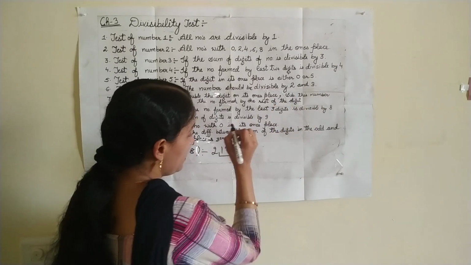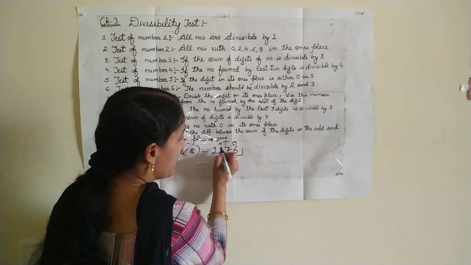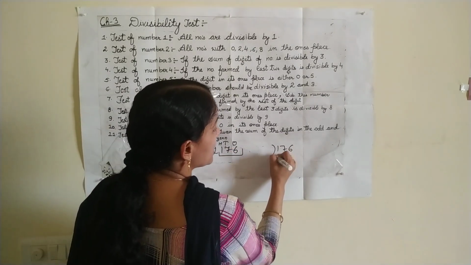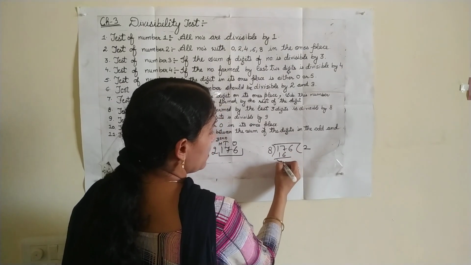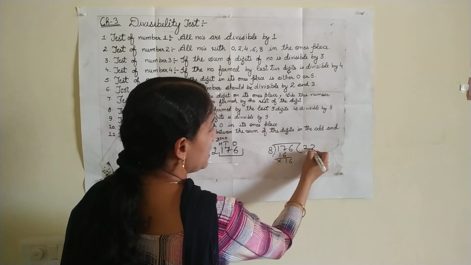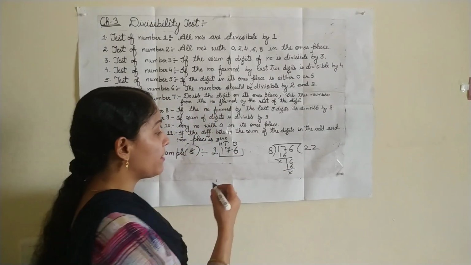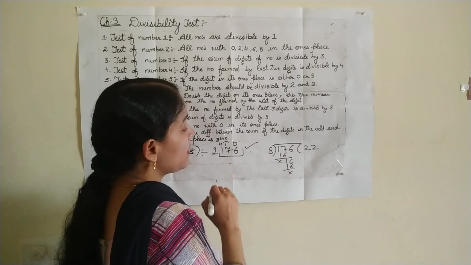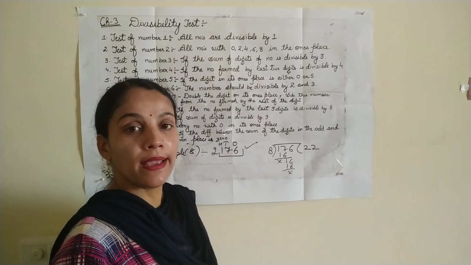The last 3 digits are 176, meaning the places of ones, tens and hundreds. Divide 176 by 8. 8 twos are 16, getting 16. Again 8 twos are 16. That means this number is exactly divided by 8. That means 2176 is also divisible by 8.